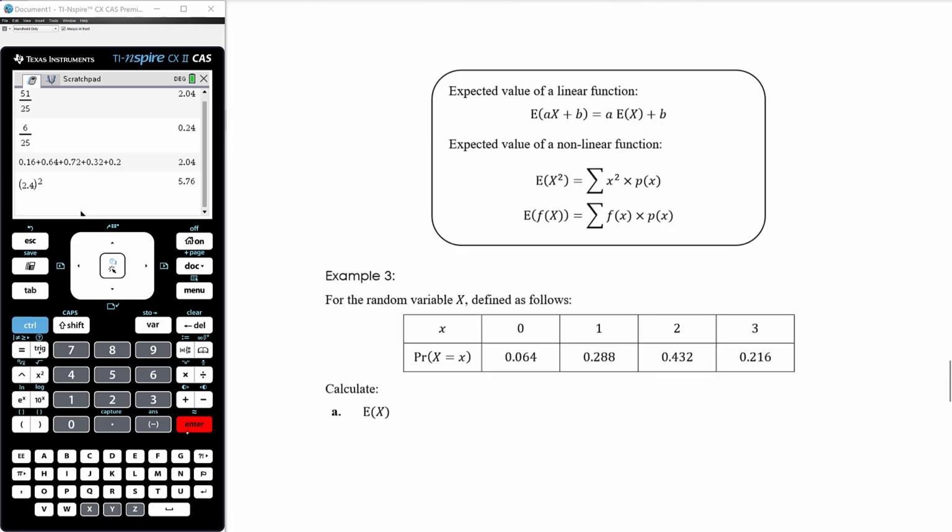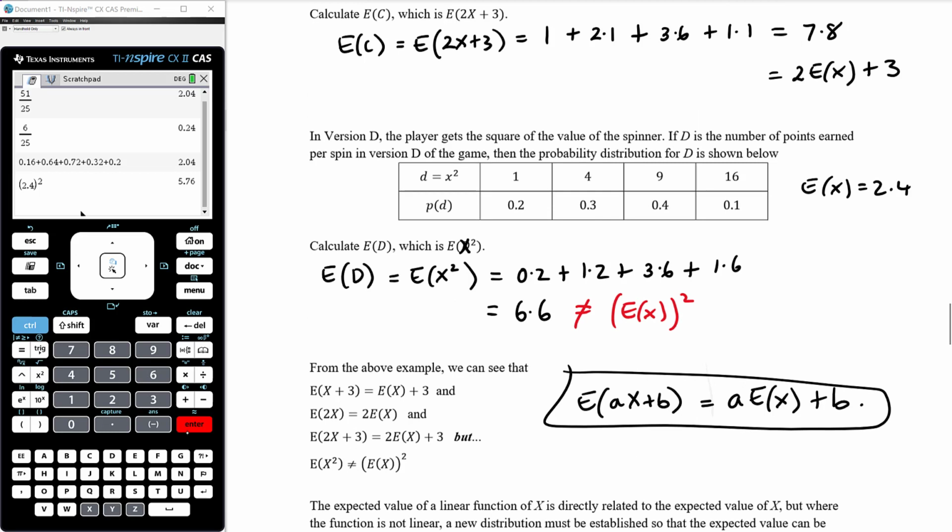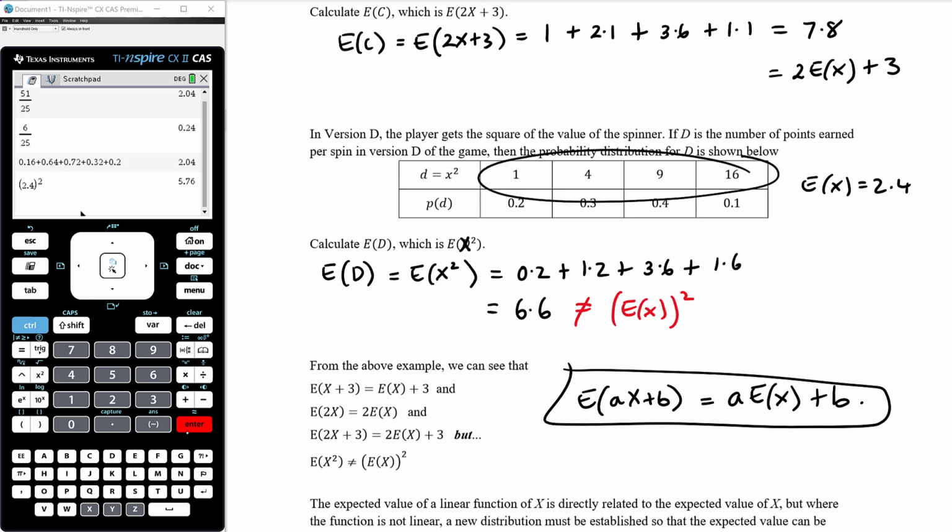Alright, so in summary, this is what we have here. The expected value of ax plus b is the same as a times the expected value of x plus b, but if we have a non-linear function, then we have to set up a new distribution and work it out, which is exactly what we did up here. We squared all our x values and worked out our expected value of x squared.